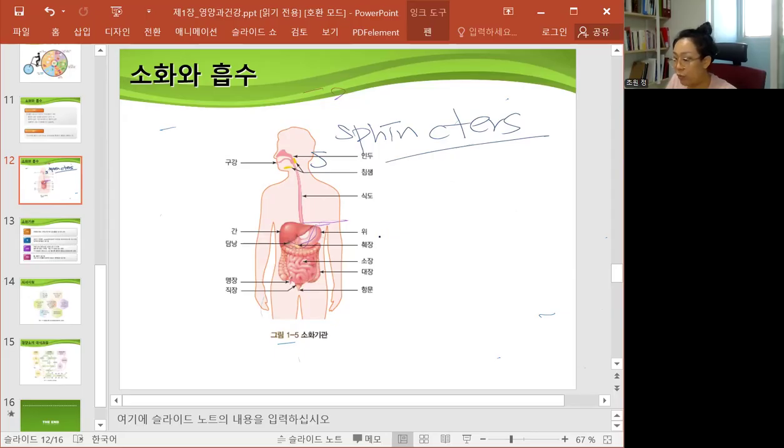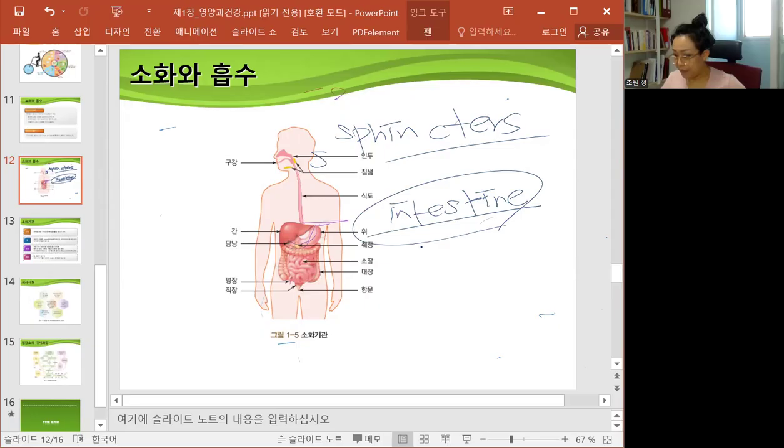The lower esophageal sphincter prevents food from moving back into the esophagus, and the pyloric sphincter controls the release of chyme into the small intestine. Intestine. Intestines.